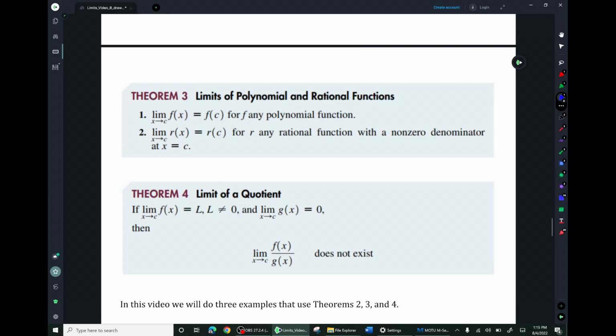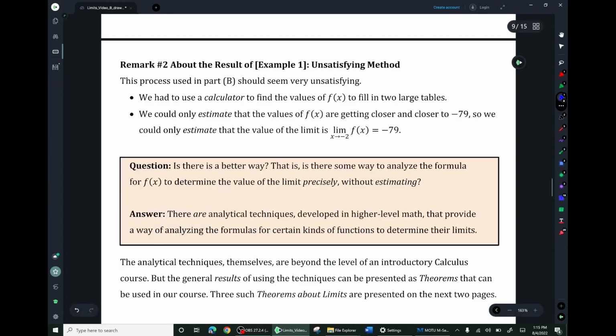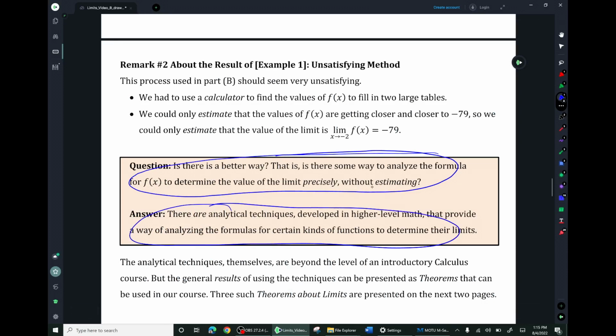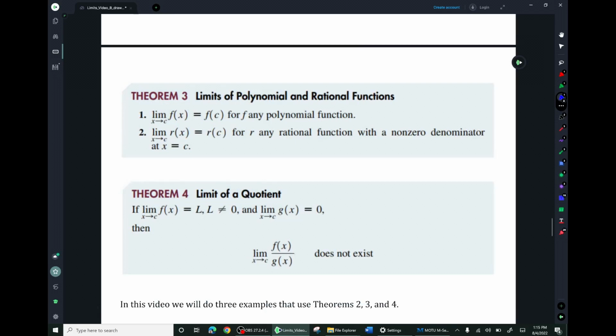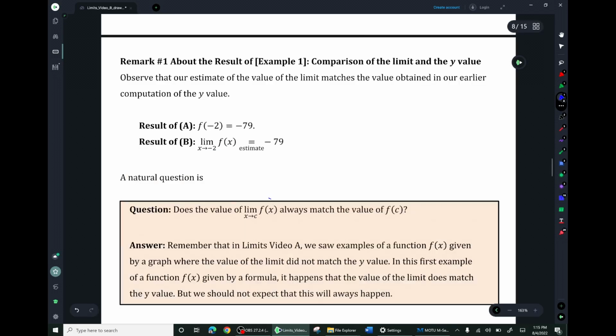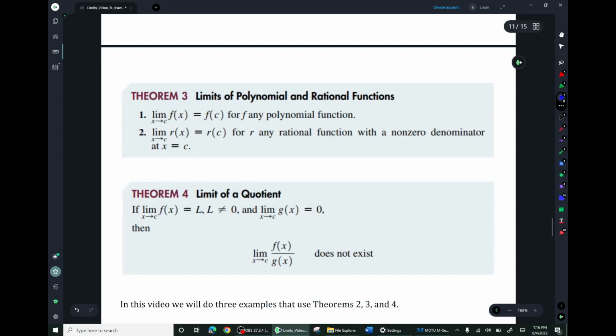Now that brings to mind 2 earlier questions. Is there some way to analyze the formula to find the value of the limit precisely without estimating? Well, yeah, that's one of the things we just found in that theorem. And that also brings to mind the earlier question that we asked: does the value of the limit always match the y value of the function? Well, the answer to that was not always, but we see that what's significant about polynomial functions is that for polynomial functions, the values of the limits will always equal the y values of the function.